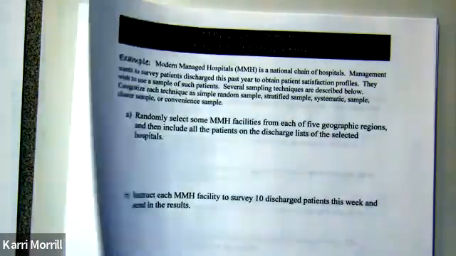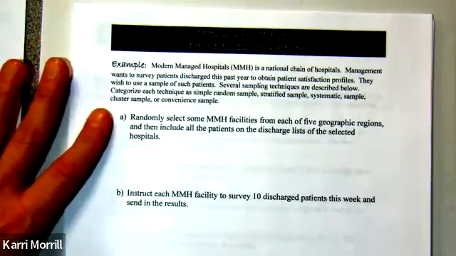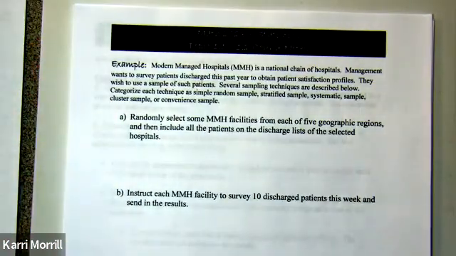Okay, on page 9, we're going to go over this example here so that we can practice a little bit of identifying the different types of groups or types of sampling that we learned about.